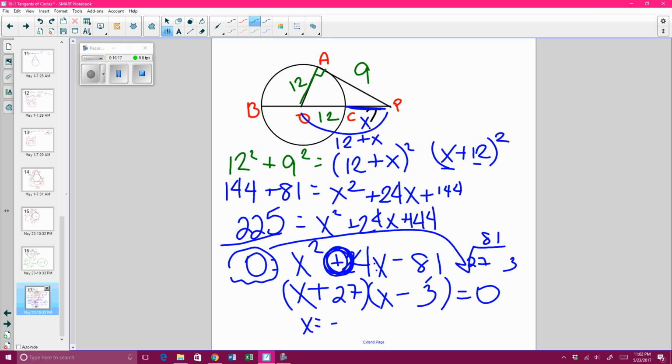I'm not sure why I can't write on here. My pen just stopped working. But for our purposes, the only answer we could actually use would be x equals 3.